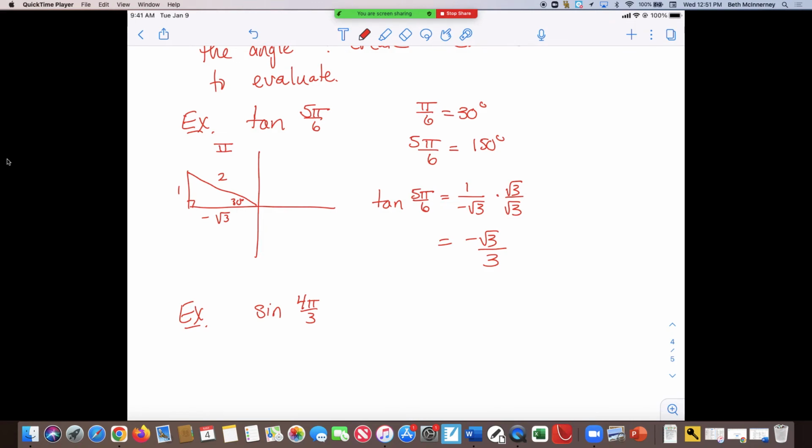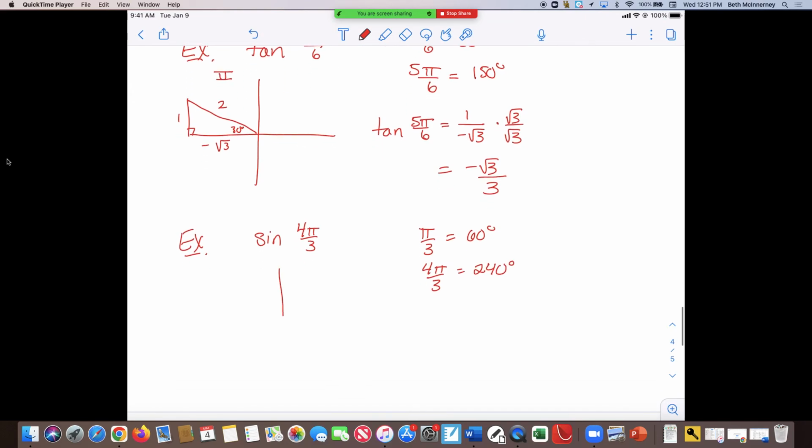All right, let's do one more. What if I have the sine of 4 pi over 3? So here's where me asking you to just know cold, what was pi over 3? 60 degrees. So then what's 4 pi over 3? Don't touch a calculator. Okay, we should be able to do this. What's 4 times 6? 24. So that's 240 degrees.